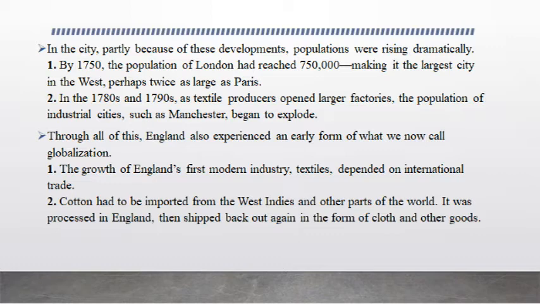And through all of this, England experiences an early form of what we would now call globalization. The growth of England's first modern industry, textiles, depends on international trade. And if you think about how the textile industry works, you can see what I mean. You can't grow cotton in England. You can't grow cotton in Scotland or in Ireland. It has to be imported from other parts of the world. It has to be brought to the British Isles from the West Indies and eventually from the American South. Now, once it gets to England, it can be processed and then eventually shipped back out again in the forms of cloth and other goods.